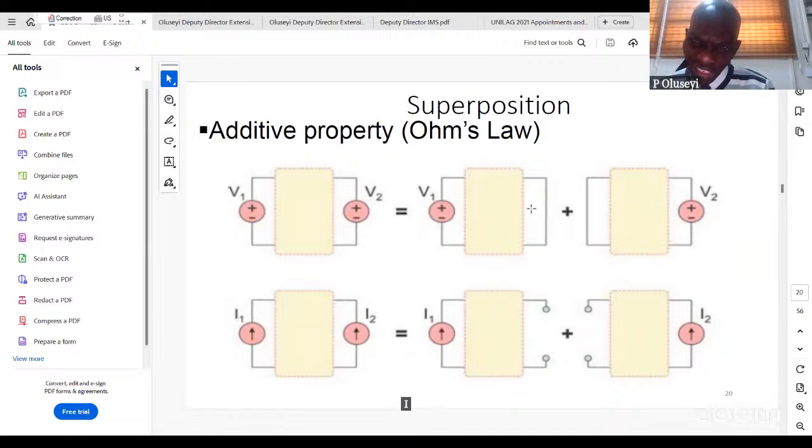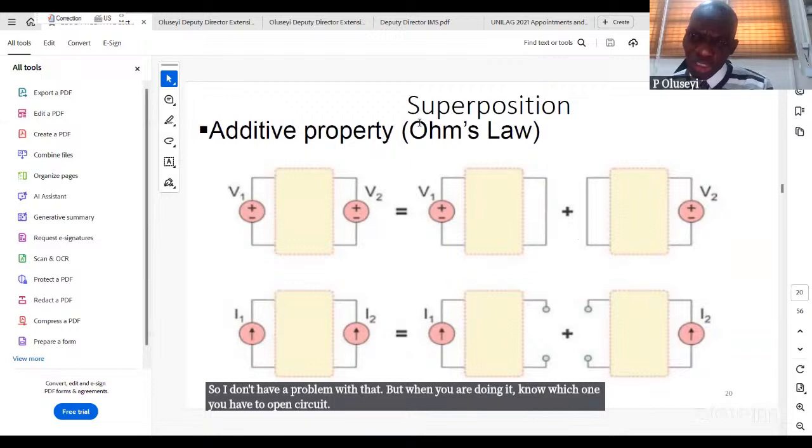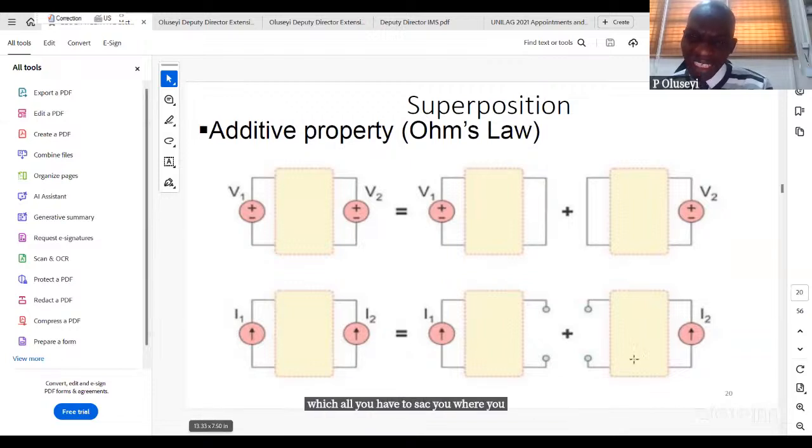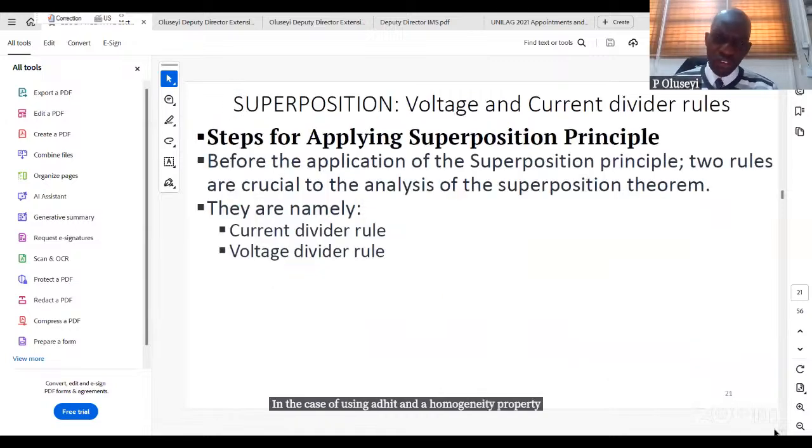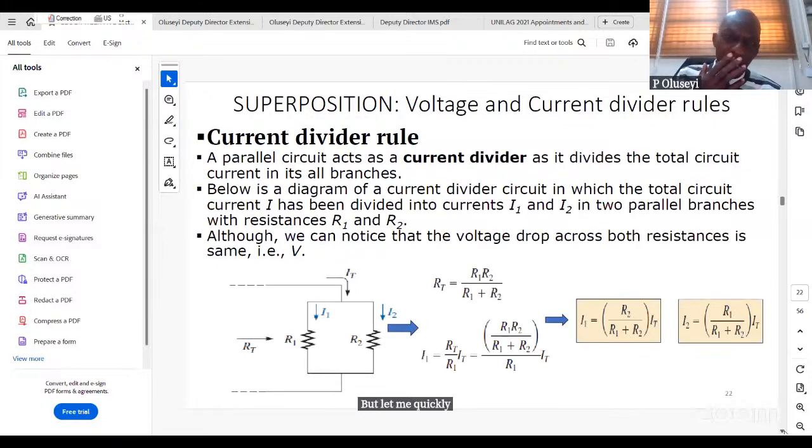Please take note of these principles. They are the major things that you need to know. You can work with Ohm's law all along, so I don't have a problem with that. But when you are doing it, know which one you are to open circuit, which one you are to short circuit. When you get your values, you then add them together in the case of using the additive and homogeneity property to do that. So I may not go beyond this, but let me quickly go ahead and show you something.